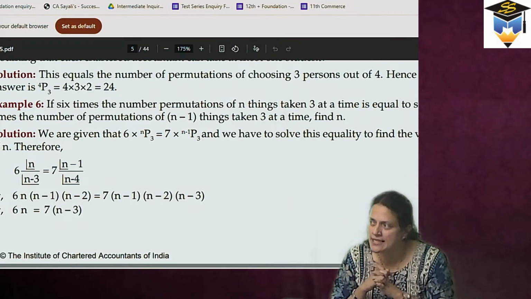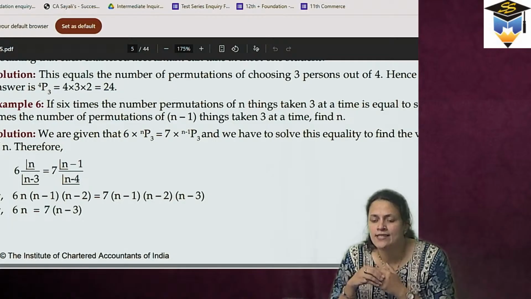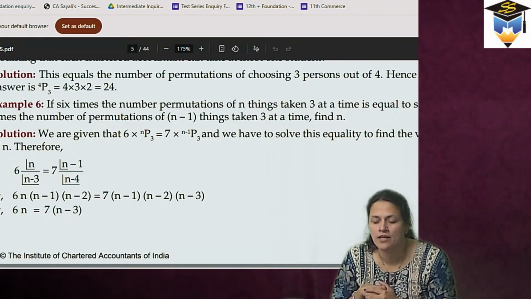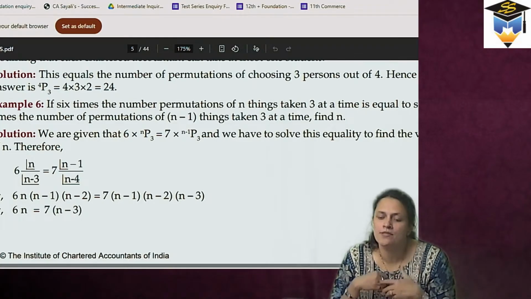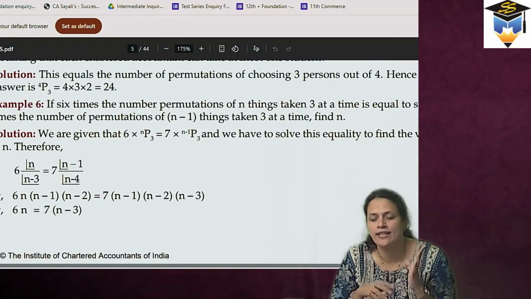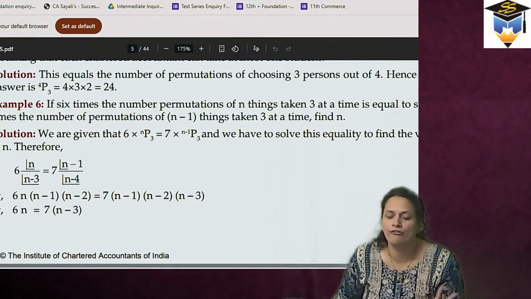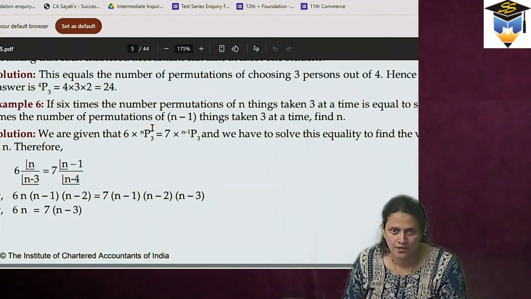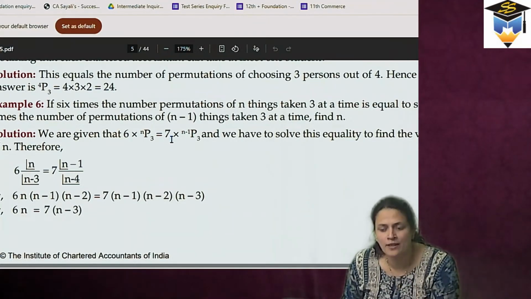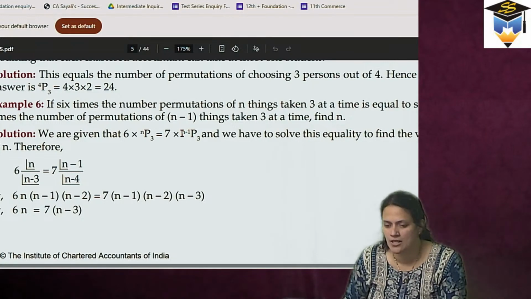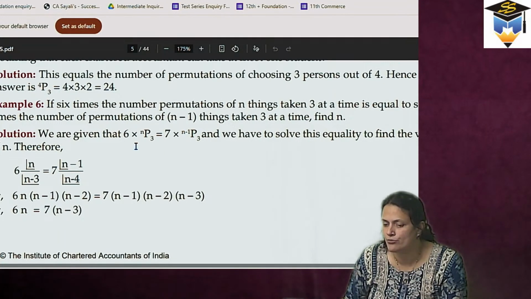In example number 6, they have given you: if 6 times the number of permutations of n things taken 3 at a time is equal to 7 times the number of permutations of n minus 1 things taken 3 at a time, find out the value of n. So here, what is given? 6 multiplied by nP3 is equal to 7 multiplied by (n minus 1)P3. Correct? This is the condition that is given to you.